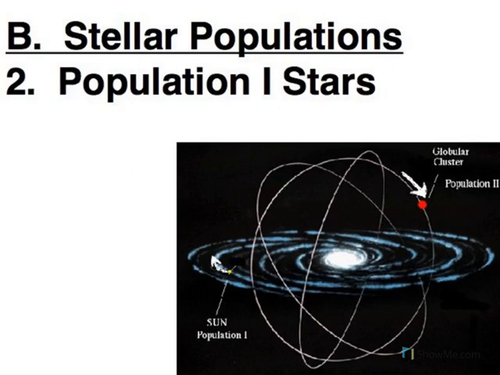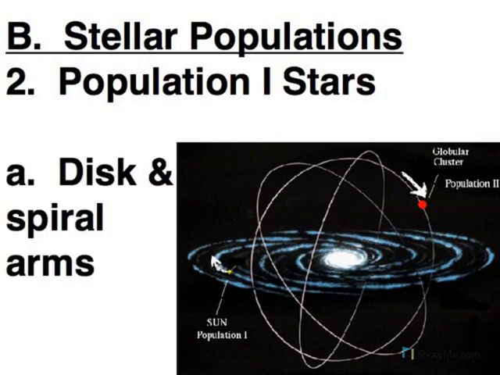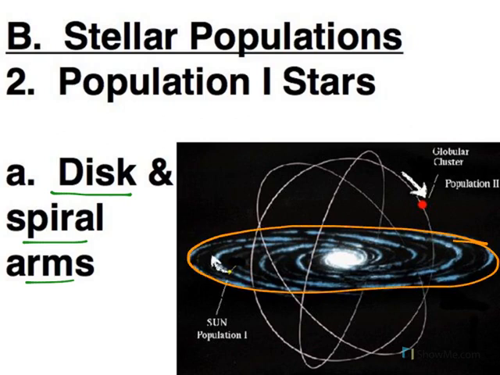So his first group are population 1 stars, so that's a Roman numeral 1 is what we're looking at there. These stars are found in the disk and in the spiral arms, because those are in the disk. So here's the disk of the galaxy, and here we see our sun falls into the category of a population 1 star.